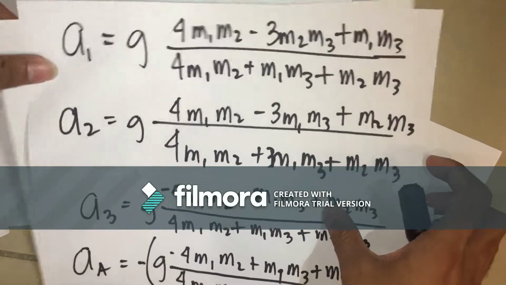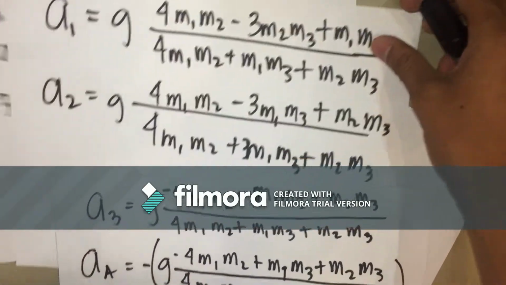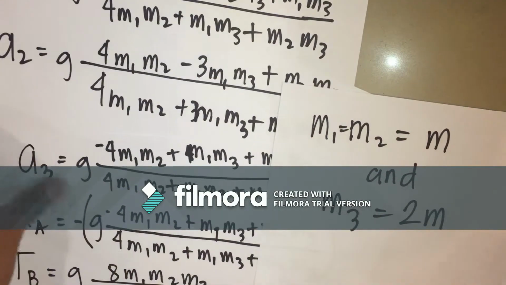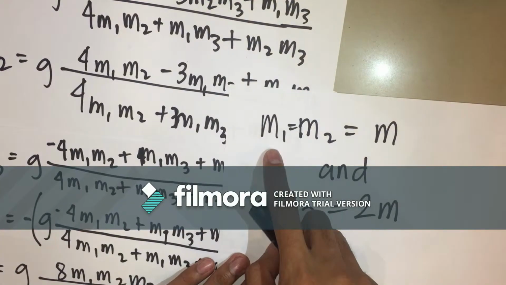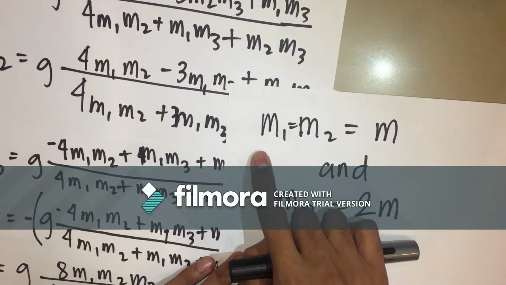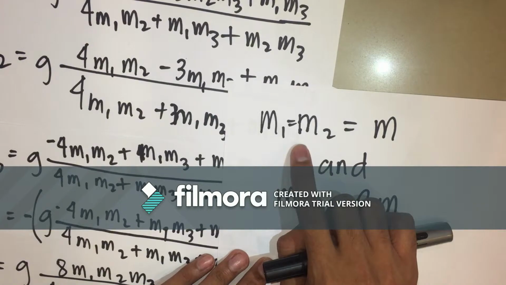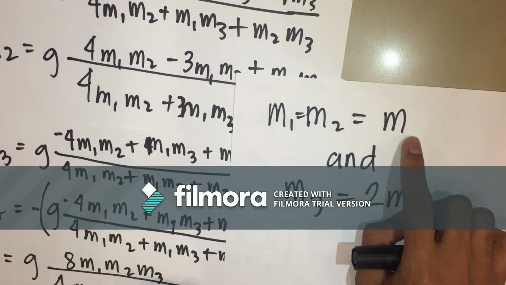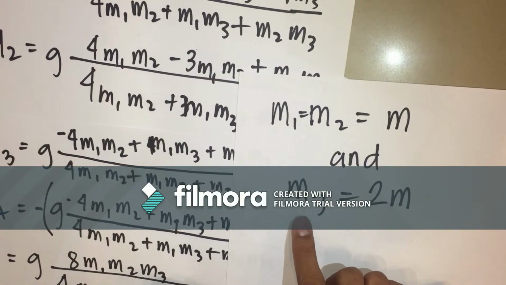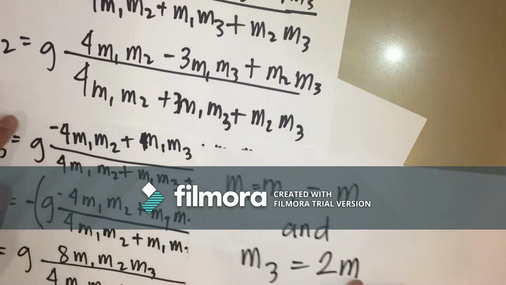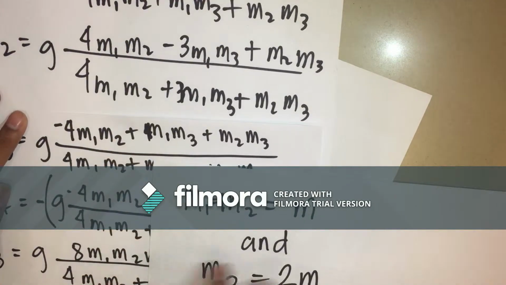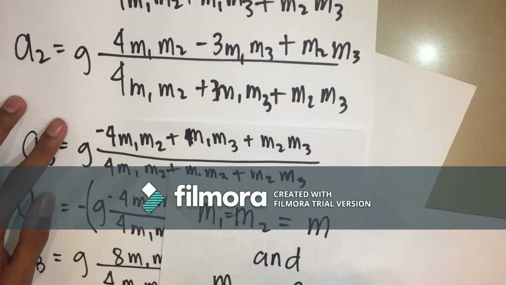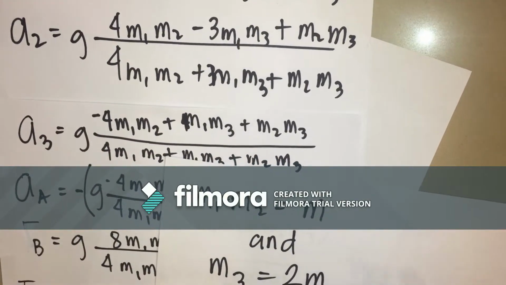Next is the special case, we'll just have this. We can say in the special case the mass of the first box is equal to the mass of the second box, which is equal to M, and the mass of the third box is equal to 2M. So everything here will be substituted by these variables.